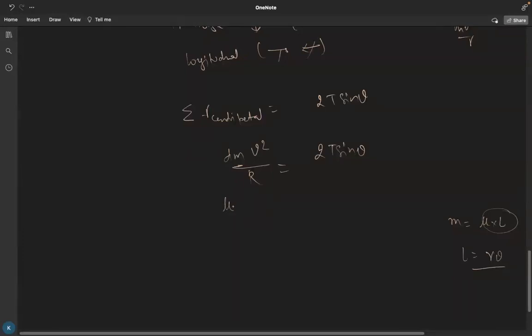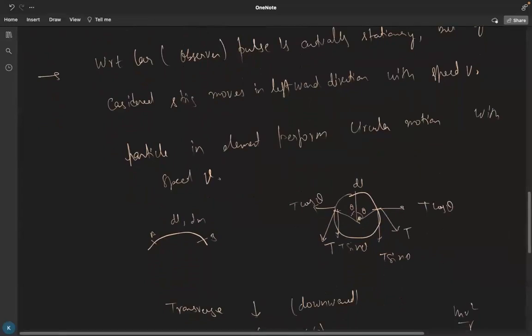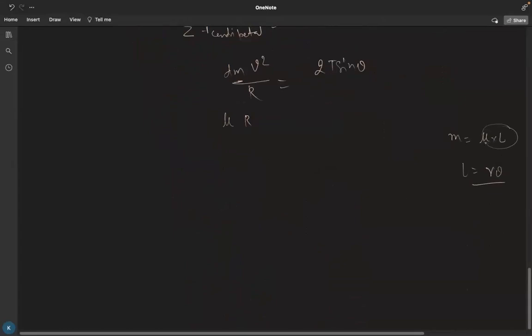What I'm going to write here is we have r, and the polar angle here is theta plus theta, which is equal to 2 theta. So dm is equal to mass per unit length into the total length, and the length we write here is r into 2 theta from the trigonometric substitution. So mu into r into 2 theta into v square by r is equal to 2T sin theta. And we all know that r gets cancelled.